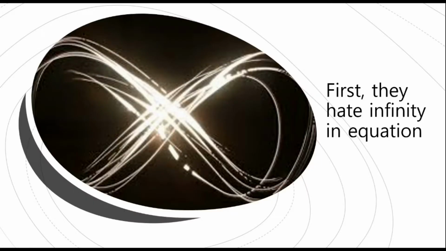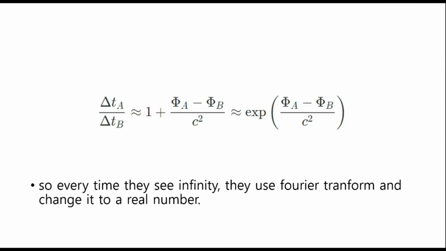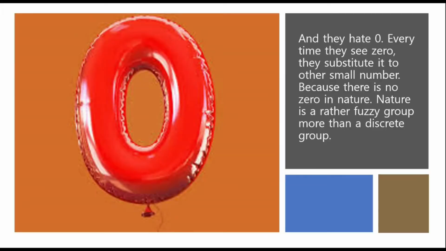First, they hate infinity in equations. So every time they see infinity, they use the Fourier transform and change it to a real number. And they hate zero. Every time they see zero, they substitute it with another small number, because there is no zero in nature. Nature is a rather fuzzy group more than a discrete group.